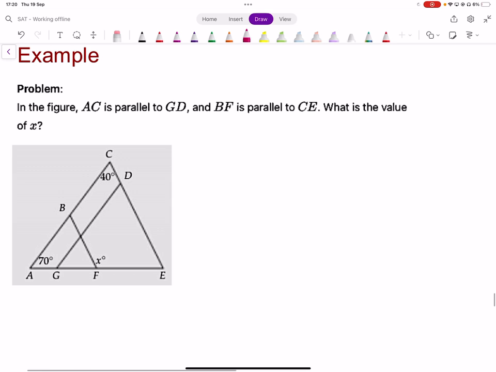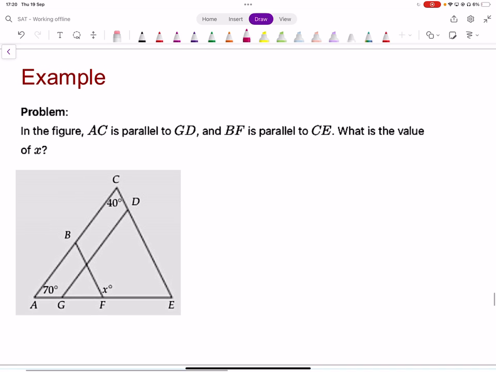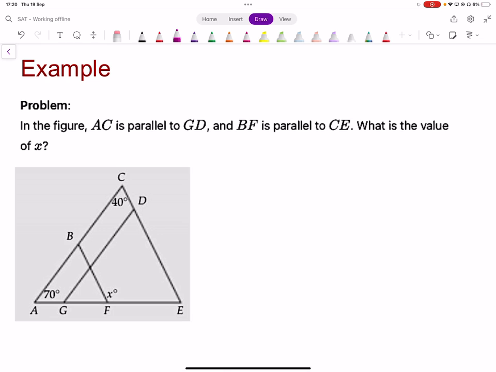These properties work both ways. Okay? All right, let's do some examples now. In this figure, AC is parallel to GD. BF is parallel to CE. These are parallel lines, and BF is this, and CE. These are also parallel. What's the value of X? How can you find X now?